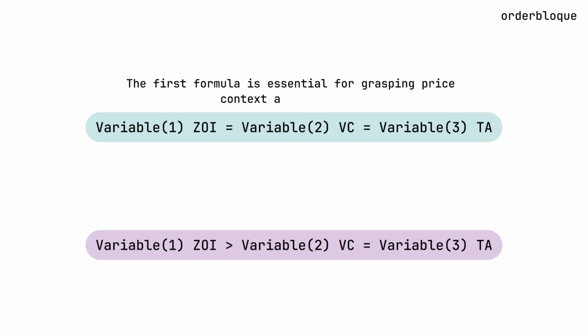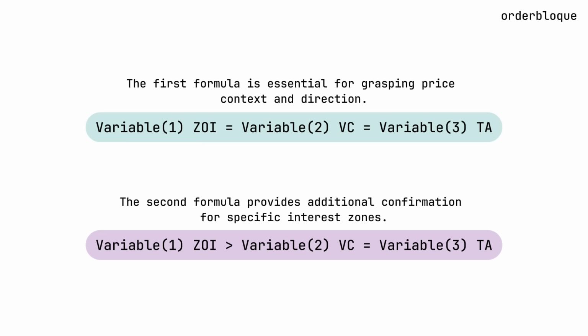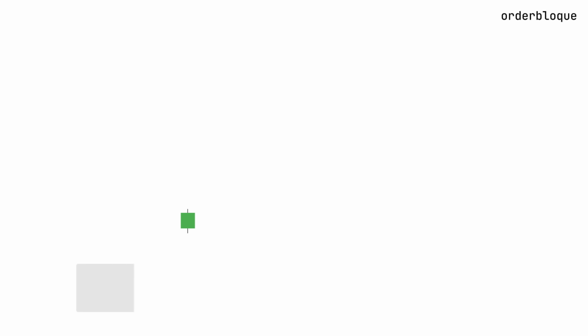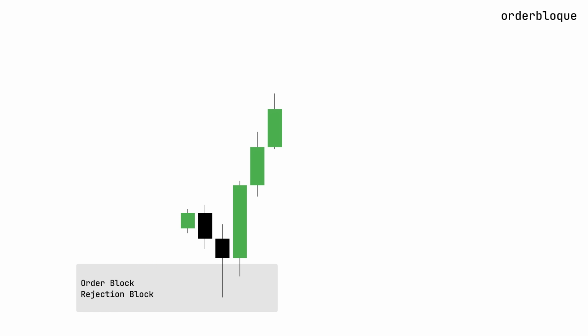Ultimately, if we were to make a brief conclusion, the first formula is more suitable for understanding the context and direction of price, while the second formula is better for identifying and providing additional confirmation of the variable that validates a specific zone of interest. But we haven't yet discussed the formation of a dealing range from zones such as order block or rejection block, which obviously occurs frequently on the chart.